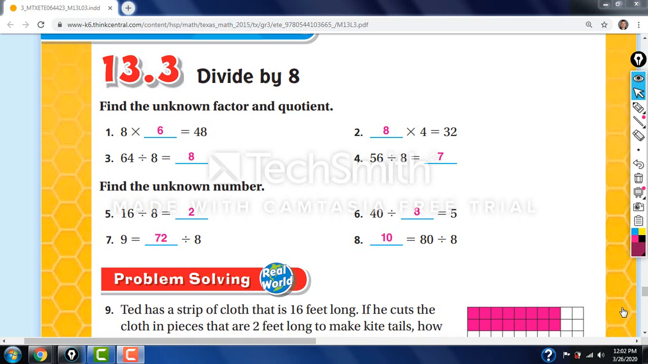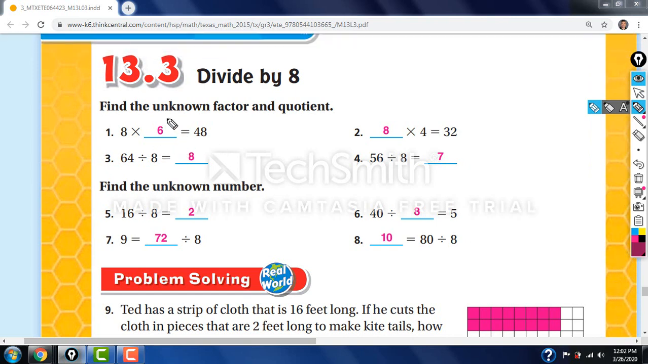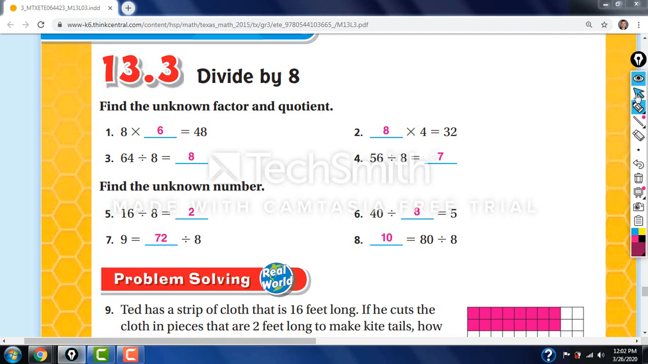Let's go on with a homework review for 13.3, dividing by 8. And again, thank you very much for your hard work and patience. So let's look at this right now. Again, we're finding the factor and quotient. This should be fairly simple for you. Finding the missing factor right here and the missing quotient right here. So take a look at how you did. I'm very confident that everyone's been doing a great job with these. So check your work. Let's move on to the next one.